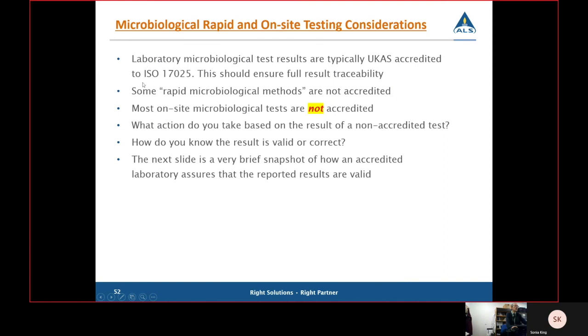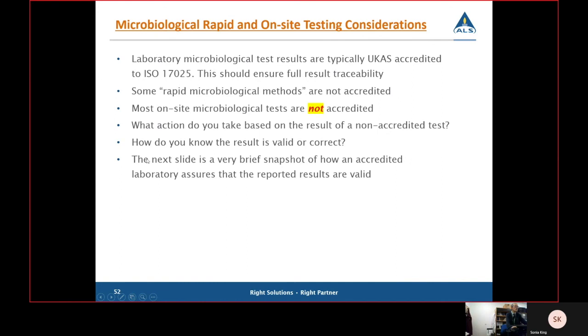As I say, one thing now very quickly. Laboratory microbiological tests are typically UKAS accredited to 17025. This should ensure full result traceability. There are some rapid micro methods that are not accredited and often can be carried out on site. This is my opinion now. Most of these tests are not accredited, and what action do you take based on the result of a non-accredited test? It's not fully traceable. How do you know the result is valid or correct?